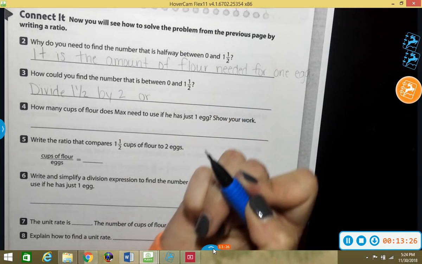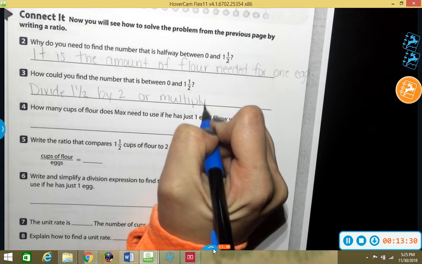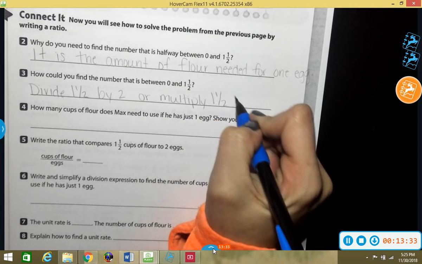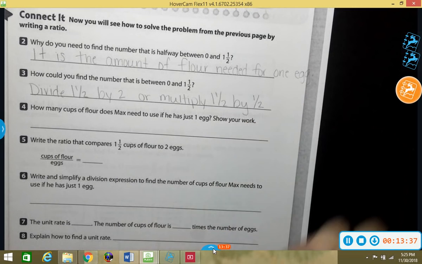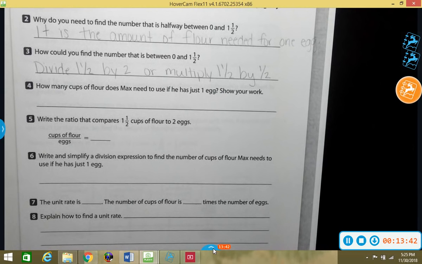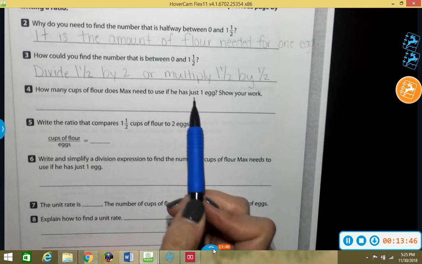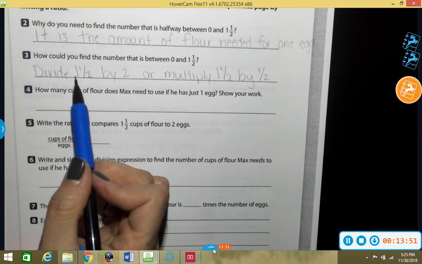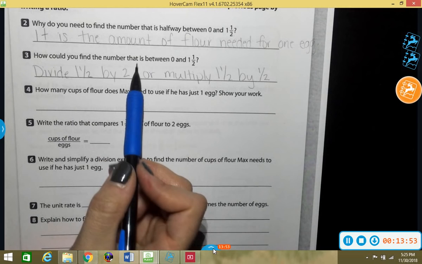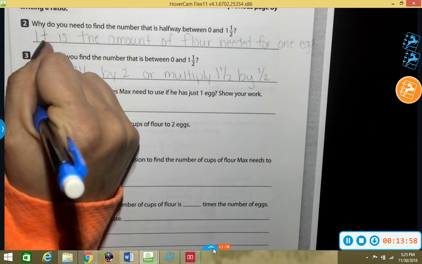Or, which will do the same thing, you multiply 1.5 by the reciprocal of 2, which is 1/2. Both of those will give you the same answer. So, how many cups of flour does Max need to use if he has just 1 egg? Show your work. So up here we said we could divide 1.5 by 2, which is the same thing as multiplying 1.5 by 1/2. So I'm going to show the work here.